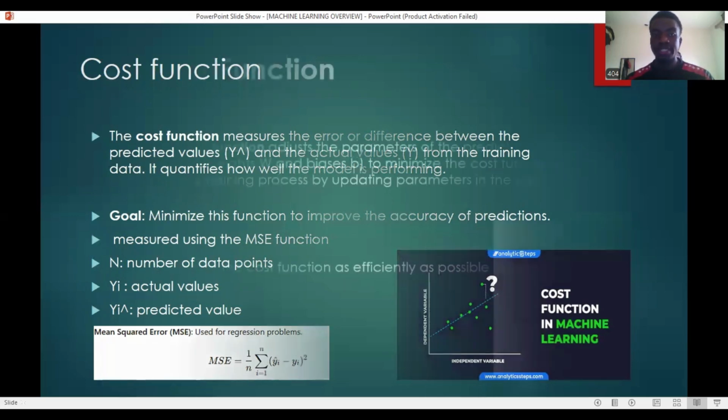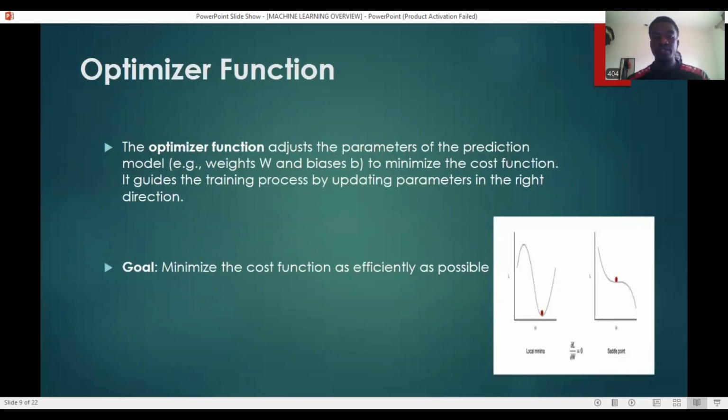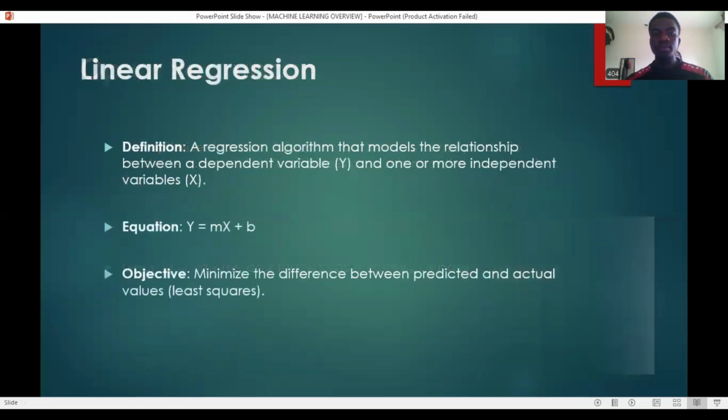It's self-explanatory. And then the optimizer function adjusts the parameters of the prediction model, depending on the weight and the bias, W and B, like I said before. Then linear regression, like the name sounds, is about something like a straight line. This is the equation of a straight line, y equals mx plus b. It shows the relationship between the dependent variable y and one or more independent variables x. You compare the two and come up with a final conclusion depending on whether it's linear or not.